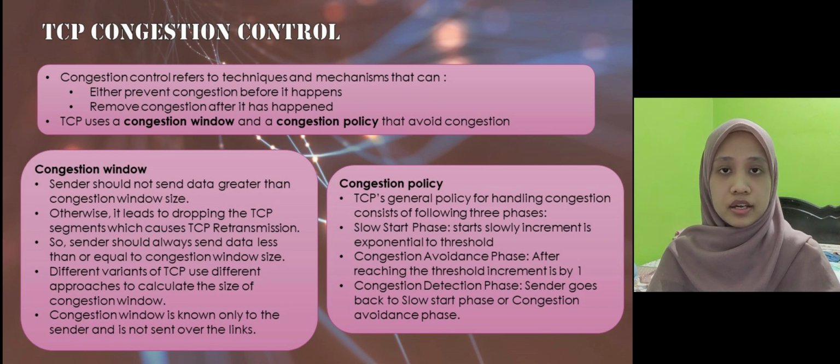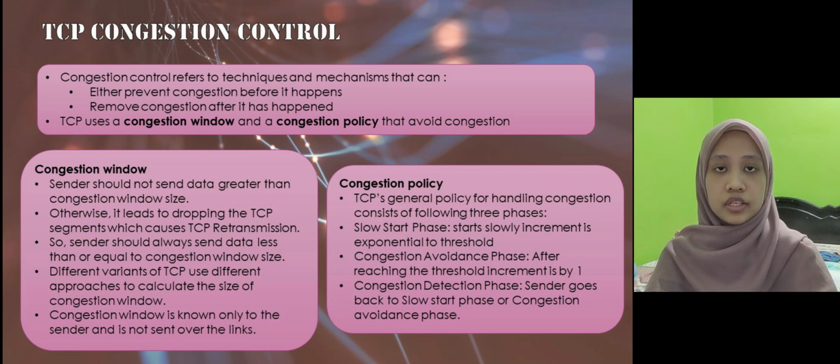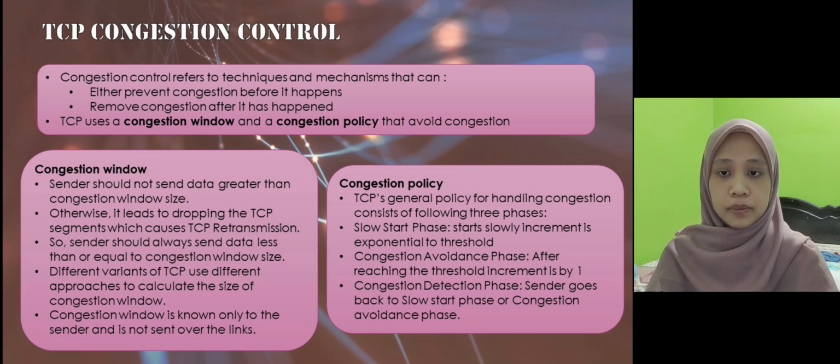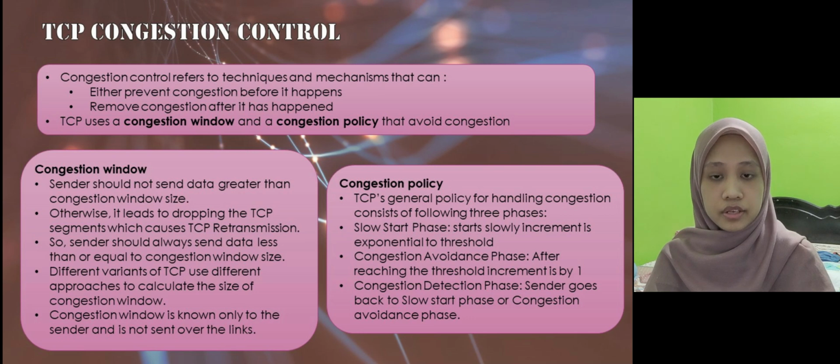So let's take a look at the congestion window first. With the congestion window, the sender should not send data greater than the congestion window size. Otherwise, it leads to dropping the TCP segment, which causes TCP retransmission. So the sender should always send data less than or equal to the congestion window size. The different variants of TCP use different approaches to calculate the size of the congestion window. The congestion window is known only to the sender and is not sent over the links.